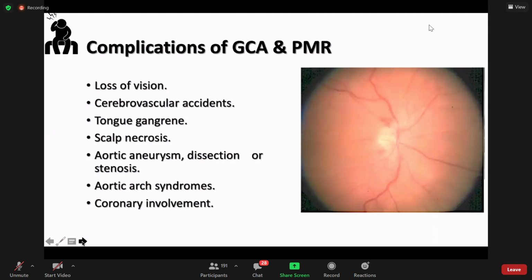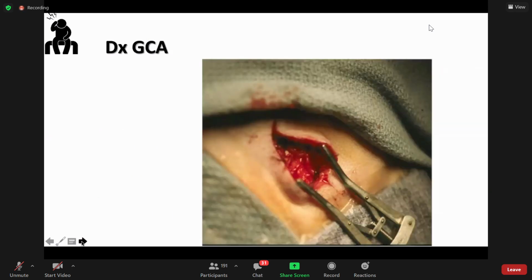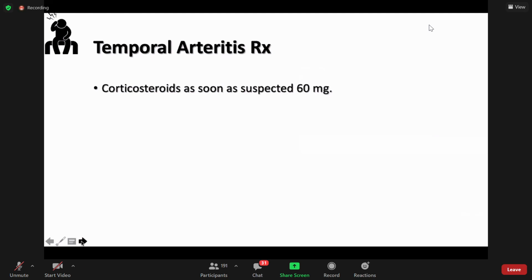Polymyalgia rheumatica and giant cell arteritis are two names for the same condition. The major complication is loss of vision, but it can also cause stroke or gangrene of the tongue or scalp necrosis. The diagnosis is made by artery biopsy, temporal artery biopsy.